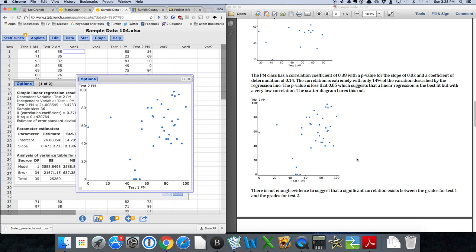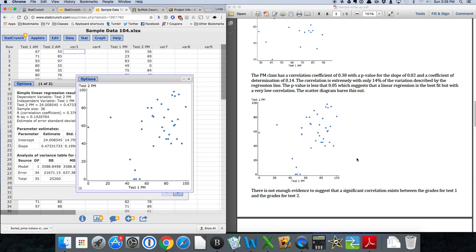So the question is, is there enough evidence to suggest that there is a significant linear correlation between the two exams? There's not enough evidence to suggest that there's a significant linear correlation between the grades for test 1 and test 2. There's a very weak one, but there's not really a significant one.